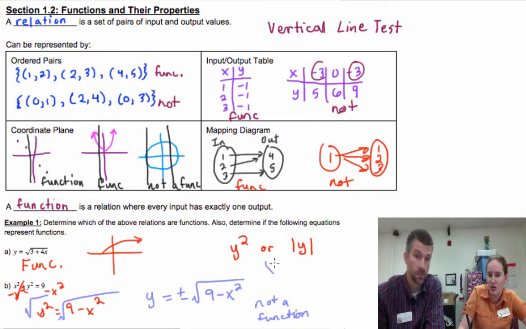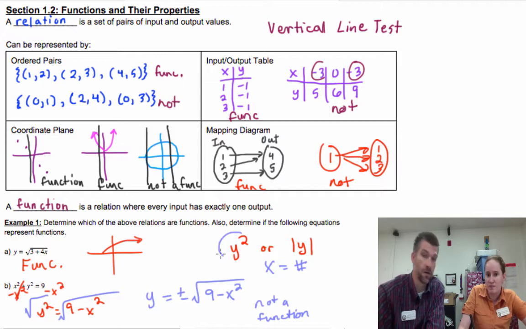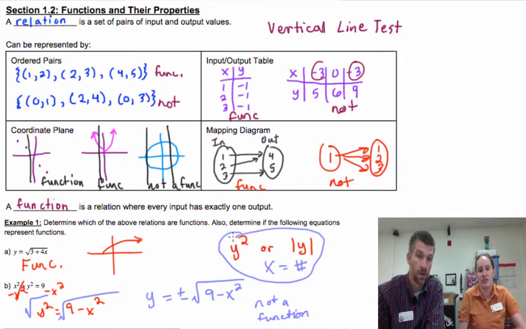And actually, I thought of another example. x equals any kind of number is a vertical line, and that's not a function either. So there's our non-functions.